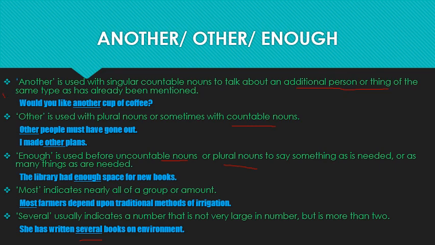So another is an option of the same category. Other means in general, other. Enough means sufficient. Most means majority of the quantity. And several means a number that is not very large but more than 2. Okay, so I hope it is clear.